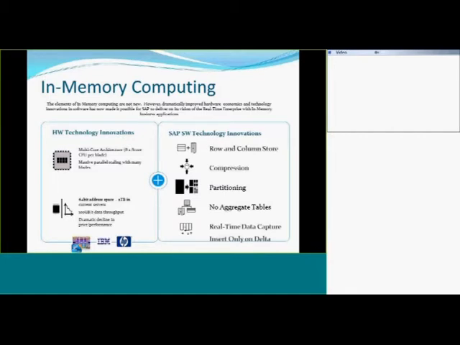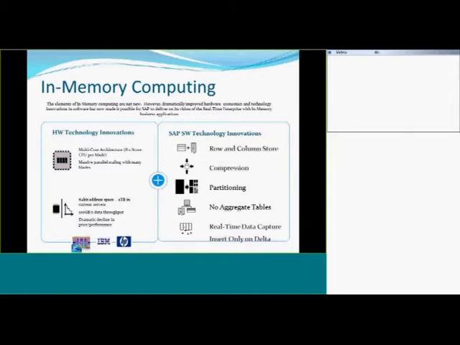Partitioning has happened, so you can store data in different partitions and only hit that partition where the data is required. No aggregate tables are needed going forward. Basically, in real time you can capture data, inserting data only based on changes in that data. So not bringing the whole full load, but only bringing the changes. All these things made SAP think, why can't we bring the whole data into in-memory and make it available to the users?